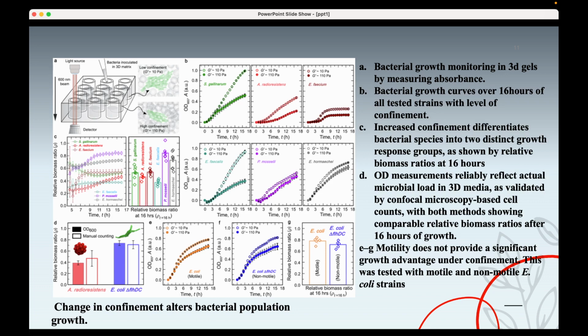They confirm that the cell shape matters. Rod-shaped bacteria like E. coli tended to form long directional colonies, while spherical bacteria grew into compact clusters. A change in confinement alters bacterial population growth.